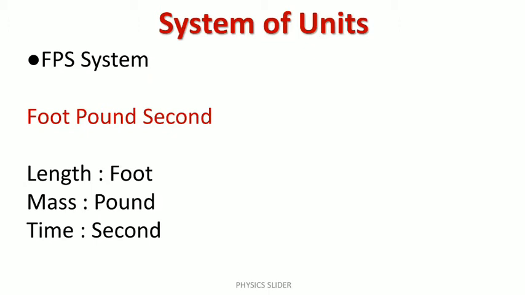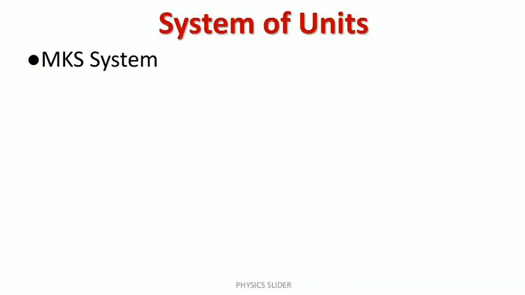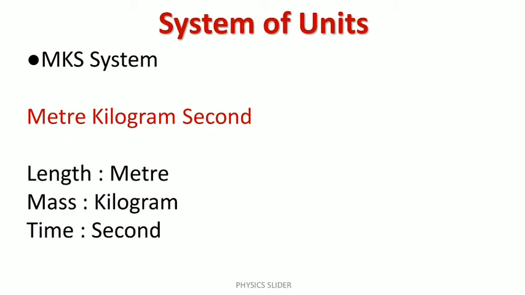Moving ahead with the next system of units, that is the MKS system. MKS stands for meter, kilogram, second. So in this system of units, the length is measured in meter, the mass is measured in kilogram, and the time is measured in seconds. So this system is called the MKS system.